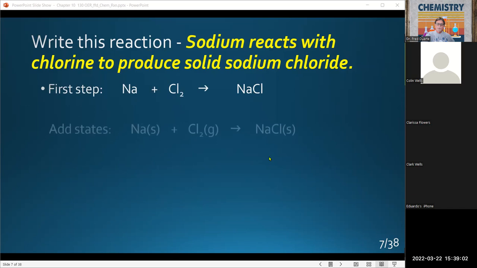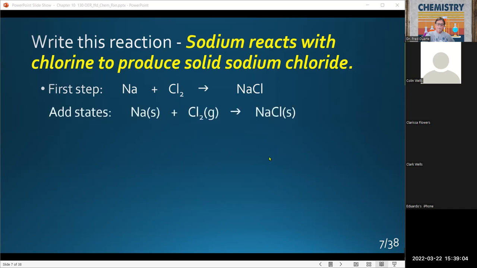Okay, this is what we just did. And then don't forget to add the states, okay? And we know that chlorine is diatomic, obviously, so it cannot be, formula-wise, sodium Cl2, because that would suggest that sodium has a +2 charge, which would then suggest that sodium is a group 2A element, when that's not the case, okay? Sodium is a group 1A element, Roman numeral 1A, and has 1 valence electron.